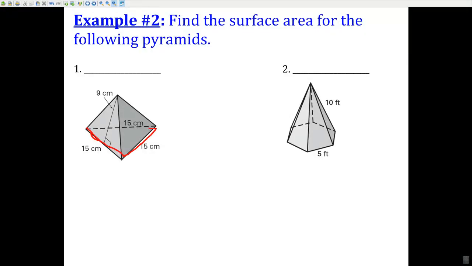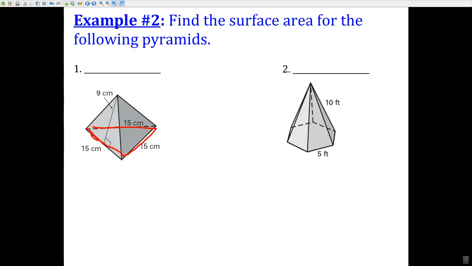The base is a triangle, okay? And it's not only a triangle, it's an equilateral triangle. All three sides are 15, okay? So one thing, it's a throwback to 11.3, with some different formulas that we used before.